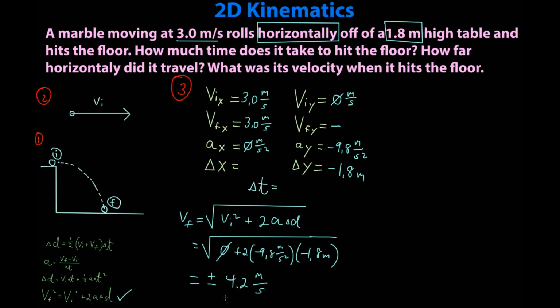And remember, we've already decided this value has to be negative. So I'm just going to erase the positive here. I'm going to take that and immediately put it in my givens list. Negative 4.2 meters per second.